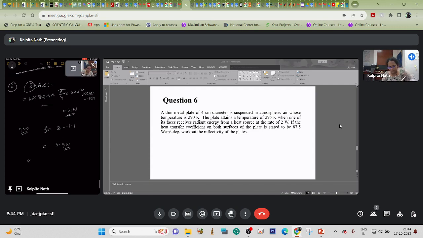So the reflectivity will be equal to the energy that is lost by reflection upon the total energy, that is 0.9 upon 2, which is equal to 0.45. The total energy minus the loss by convection gives the energy lost by radiation through reflection only. As we are considering that only reflection is happening here, the energy lost by reflection upon the total energy is 0.45.